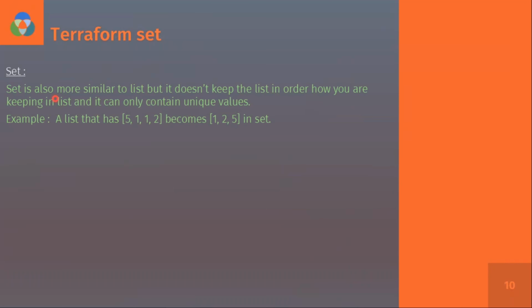What is a set? Set is another variable type in Terraform, but set is almost similar to the list which we discussed earlier. The difference between set and list is, suppose you see here the list has four numerical values: 5, 1, 1, 2. In list, duplicate values are allowed, so one is repeated twice here. Whereas in a set, all values should be unique. We should not declare any duplicate values in a set. That's why here all values are independent and different: 1, 2, 5. That is the major difference between set and list.